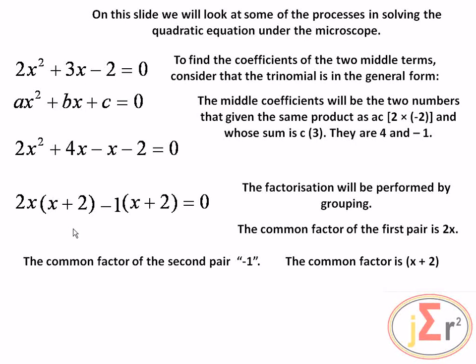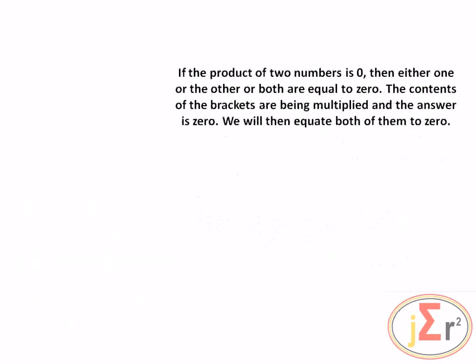The common factor is x plus 2, and the other factor is 2x minus 1. Good. If the product of two numbers is 0, then either one or the other or both are equal to 0. The contents of the brackets are being multiplied and the answer is 0. We will then equate both of them to 0. So this is the premise by which we solve a quadratic equation when we have the factors.